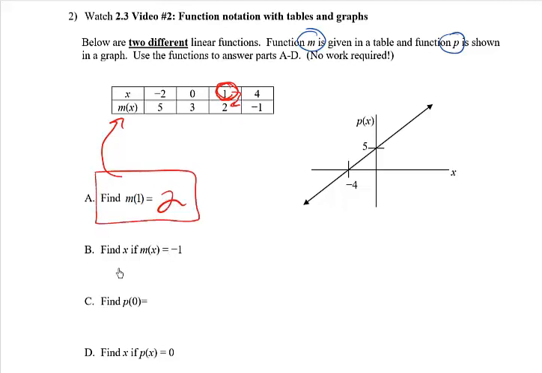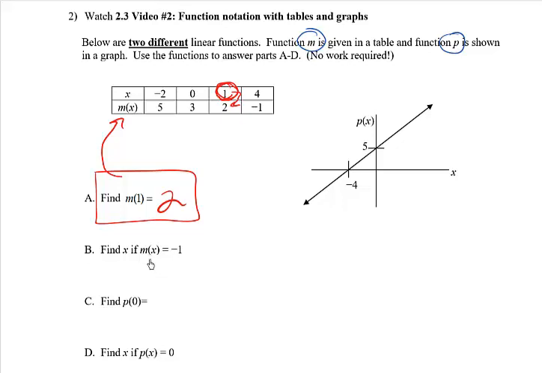Letter B, find x if m of x equals negative 1. Well, remember, this wording is a little bit different than part A. The negative 1 is not in the slot. That means it's not an x. Another tip-off is I'm being asked to find x. X is what I don't know. What's the negative 1? It's a y. Remember, m of x is interchangeable with y.